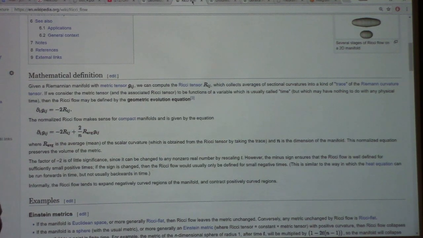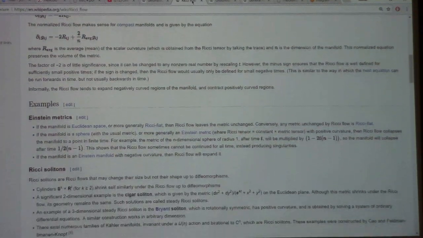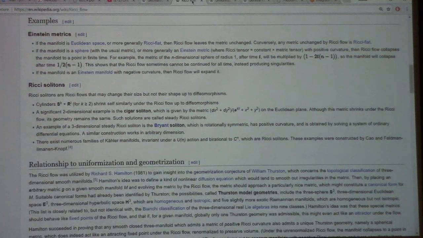Here are some slogans for it. Informally, the Ricci flow tends towards negatively curved regions of the manifold, and it tends to contract positively curved ones. So it expands negative curvature regions, and it contracts positively curved regions. There's something really pretty, it says a little bit further down here. So one special kind of manifold is, of course, Euclidean space. This is kind of a boring case. It's Ricci flat. The Ricci flow leaves the metric unchanged. Any metric unchanged by Ricci flow is Ricci flat. All right.